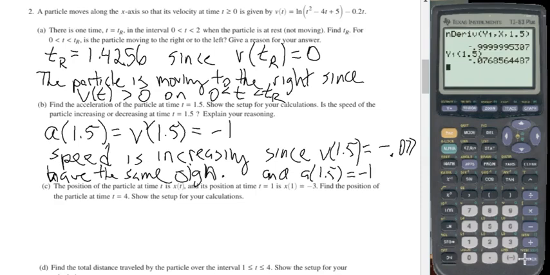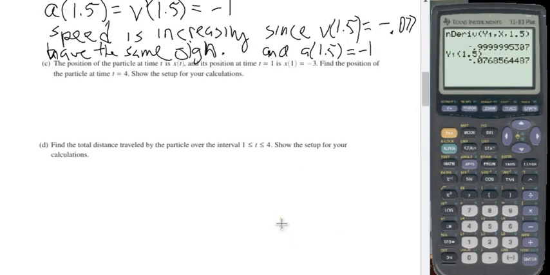Okay, so remember, when velocity and acceleration have the same sign, the speed is increasing. When they have opposite signs, the speed is decreasing. Okay, so part C, the position of the particle at t is x of t, and the position at t equals 1 is x of 1 equals negative 3. Find the position of the particle at t equals 4. Show the setup for your calculations.